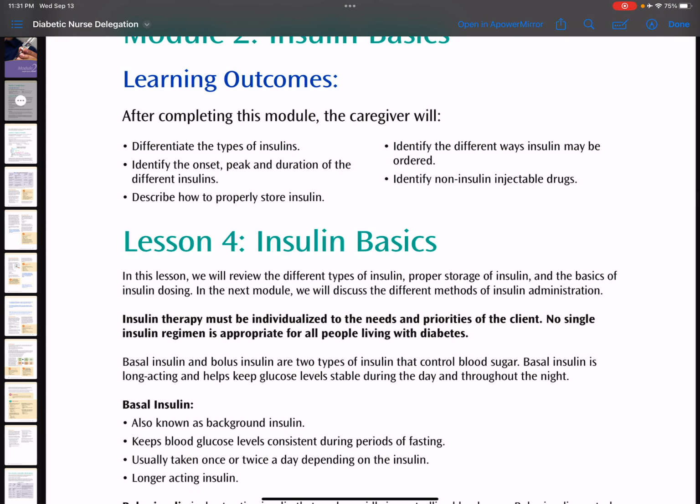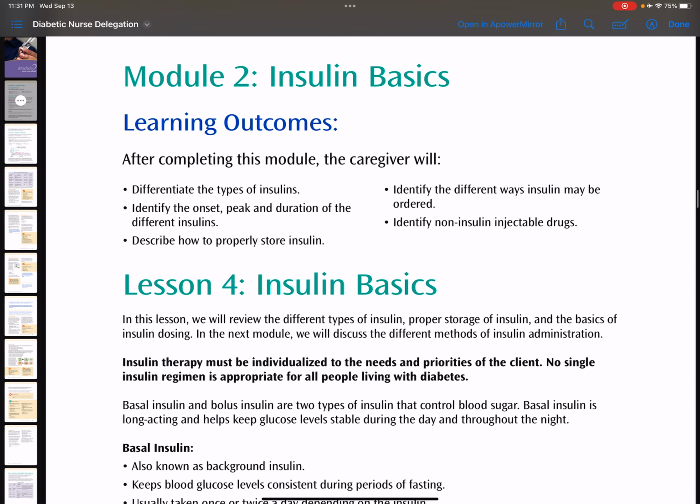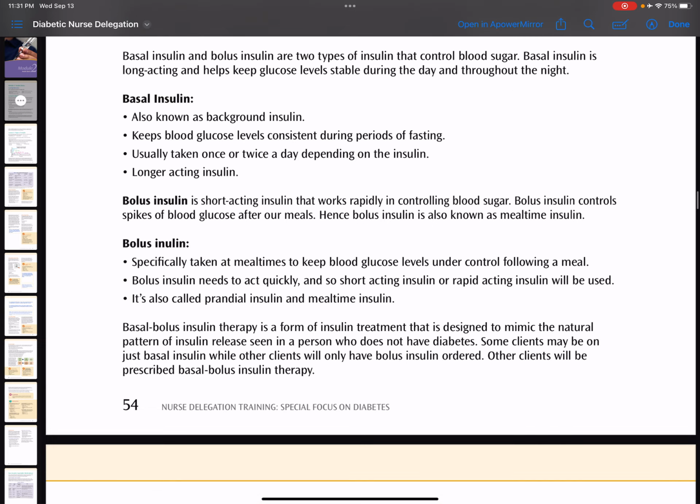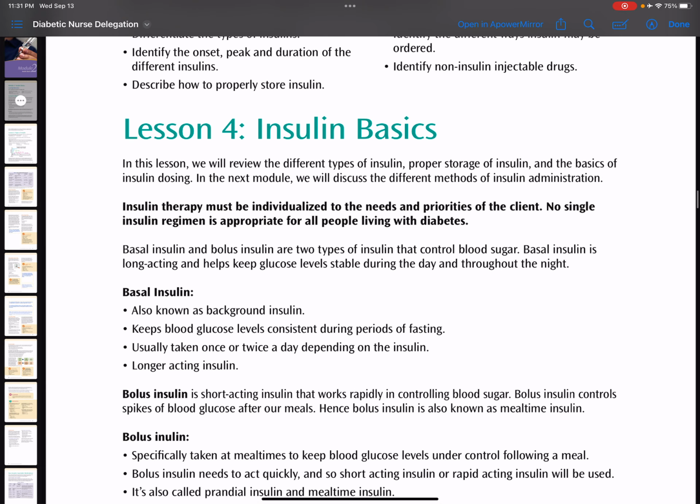Lesson 4 is about insulin basics. I am on page 54 of your book. Insulin therapy must be individualized to the needs and priorities of the client. No single insulin regimen is appropriate for all people with diabetes. Everybody is different. Basal insulin and bolus insulin are the two types of insulin that control blood sugar.